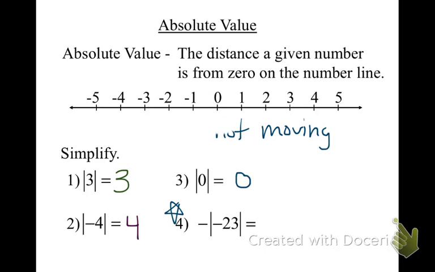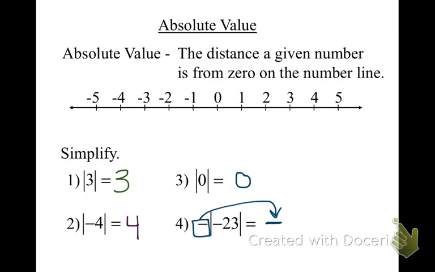Example number 4 gets a little bit more complicated. So, I have my absolute value, but I also have this little negative outside. Now, the negative is not an absolute value, so what happens to it? It's going to carry right on over. This negative is not part of the absolute value, so it's going to come right over here. But I do have the absolute value of 23. So what's the absolute value of 23? It's going to give you 23.